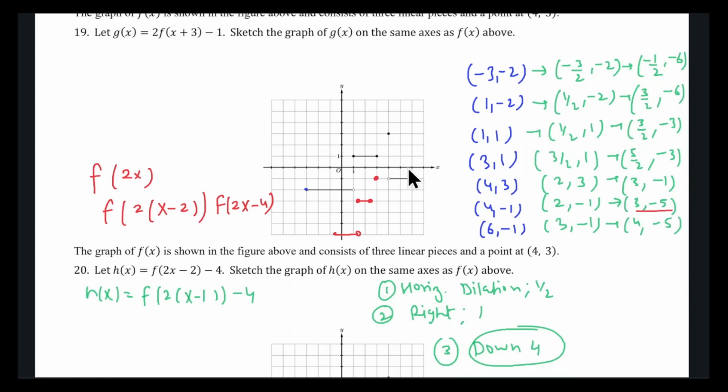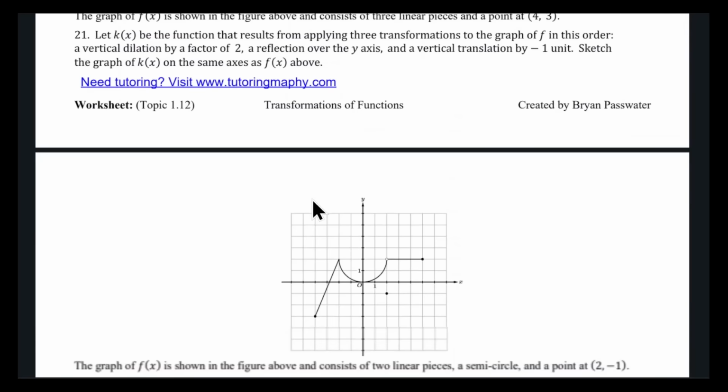Then 3 negative 5. So 3, 1, 2, 3, 4, 5. 3 negative 5, it's a hole, be advised. And then 4 negative 5. So 4 negative 5 is right here. It's a full circle. So that's how this graph looks. If I made any mistake, just let me know in the comment section. But yeah, that's how it looks.